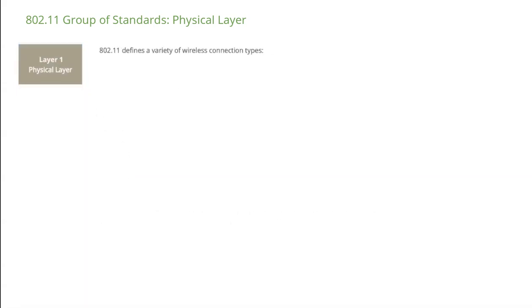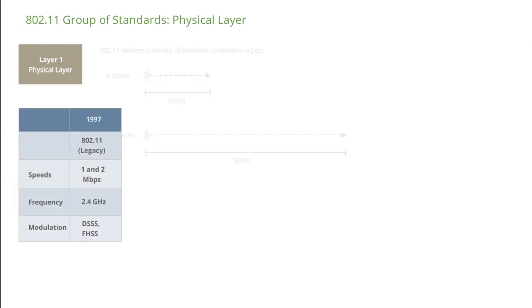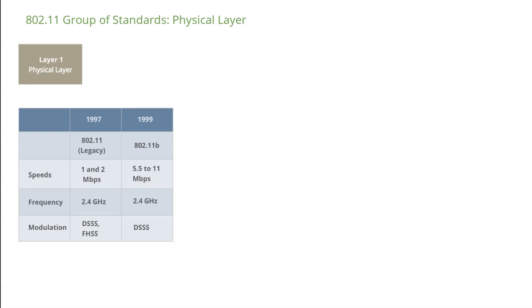At the physical layer, the 802.11 group of standards defines a variety of different connection types for wireless links of up to 100 meters for indoor connections or 500 meters for outdoors. The original standard, released in 1997, defined a physical layer operating at a frequency of 2.4 GHz with speeds of 1 and 2 megabits per second. The 802.11b extension to the standard allowed higher wireless speeds of 5.5 and 11 megabits per second operating in the 2.4 GHz band. This specification was the first to be marketed as Wi-Fi, and it gained widespread use.